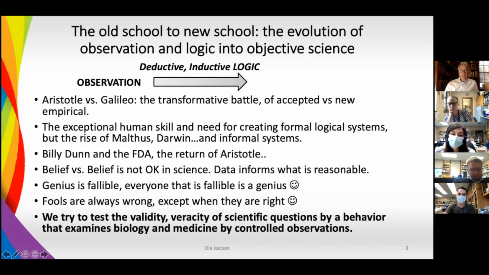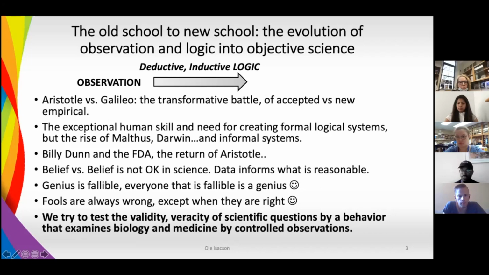So what I'm getting to is that when we do science as an experimental design, we agree that belief versus belief is not okay. You can't just argue that I believe something and therefore somebody else believes something. That's okay to do outside of science, but not in science. Data and experiments inform what is reasonable.